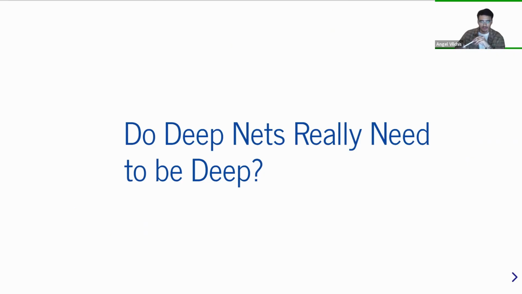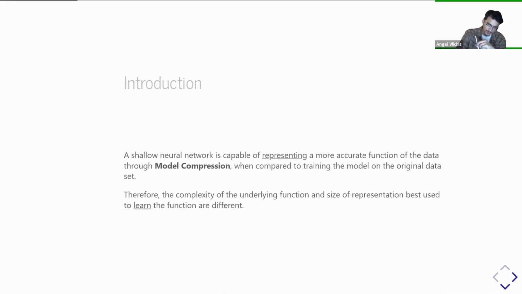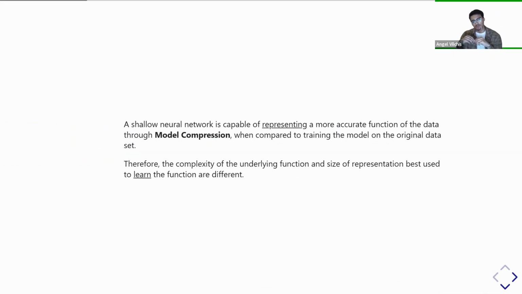Okay, so now I want to talk about the second paper called Do Deep Nets Really Need to Be Deep? And this builds on top of the first paper, model compression, and it goes into why model compression works. So let me start with how the paper opens up. The main thing the paper revolves around is the idea that depth is not required for representational capacity.